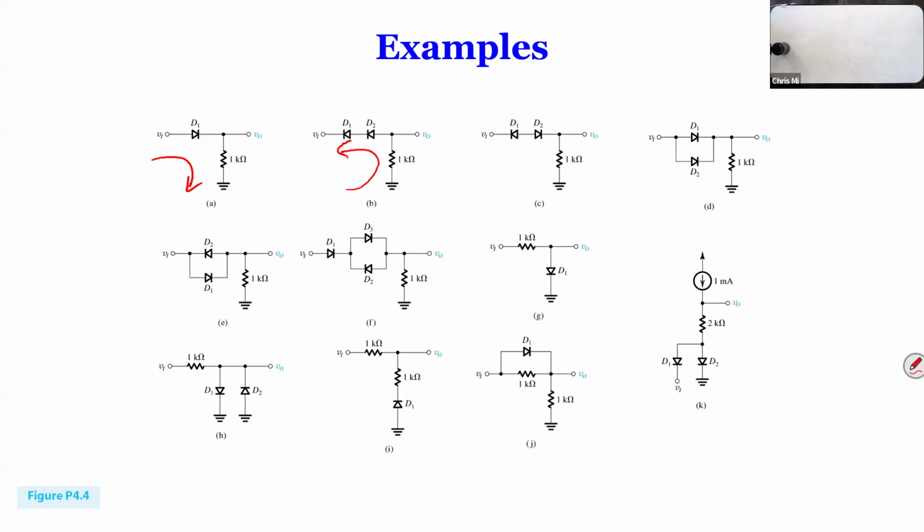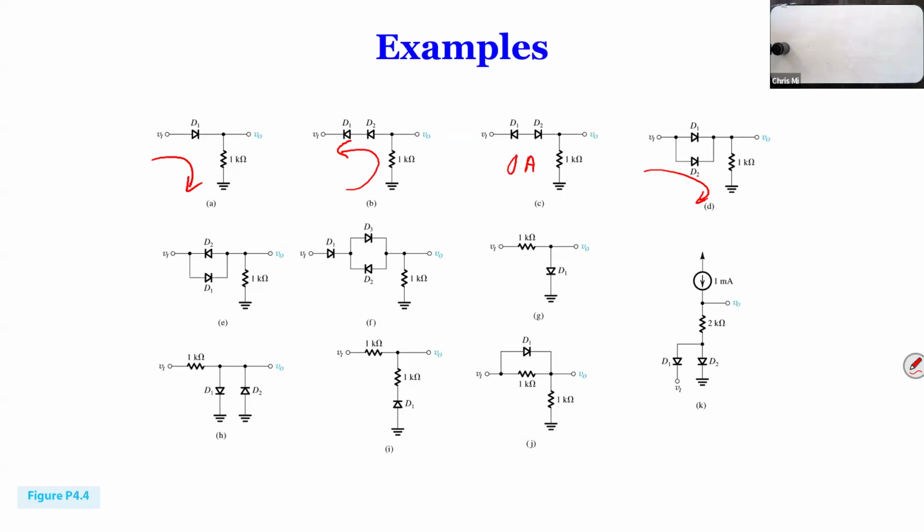How about C? Without breakdown, with the two diodes back to back, there's going to be no current. Okay, how about D? It's similar to A. So this is very interesting.